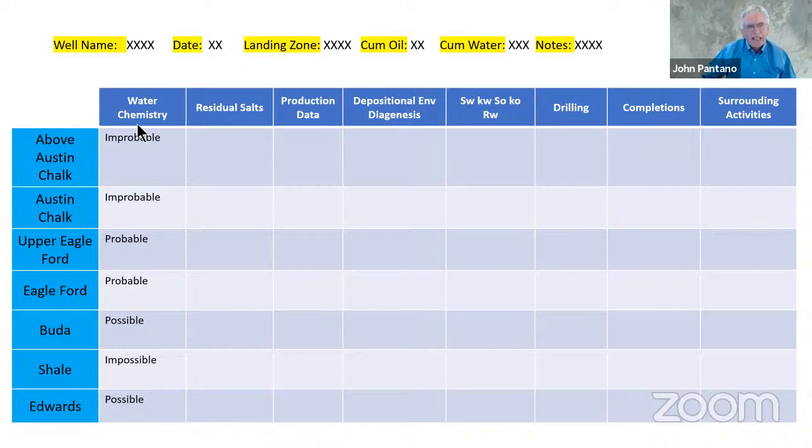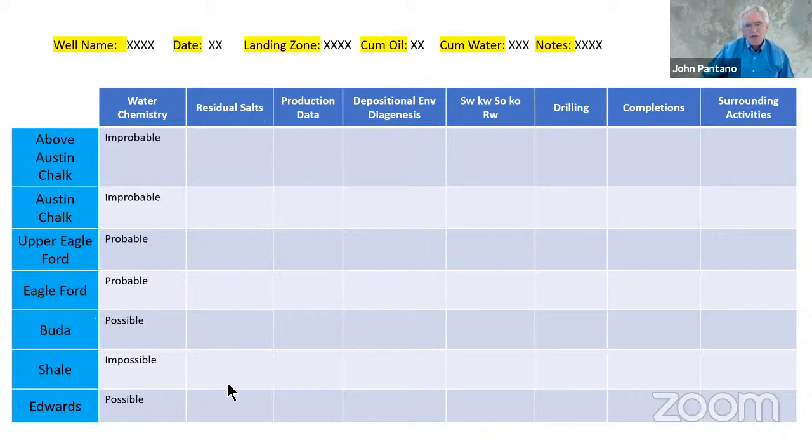But by analyzing and looking at those sort of things, and then looking at things that have been landed above the Austin Chalk, in the Austin Chalk, things that are landed in the upper Eagle Ford, lower Eagle Ford, the Buda, and in the Edwards, this is just a way that we can then look at water chemistry and say, where does it look like that water's coming from? Which signature is coming from?